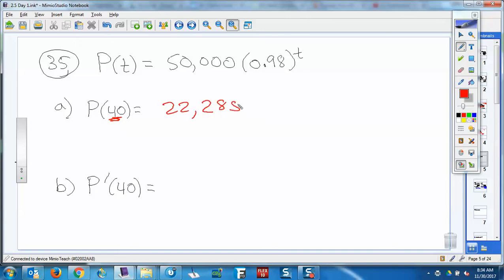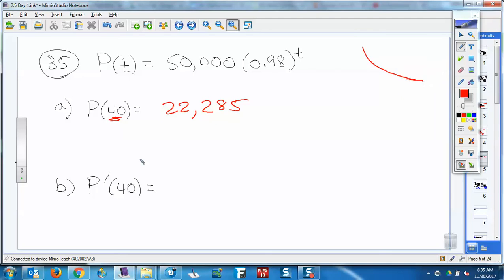22,285. That's to the nearest person. Rounded to the nearest, which makes sense, right? Okay. So obviously it has decreased. So much for the name Boomtown, right? 22,285. And why did it decrease? 0.98, right? Number less than 1 in an exponential. If this base is less than 1, it's going to be that exponential decay kind of situation, right?